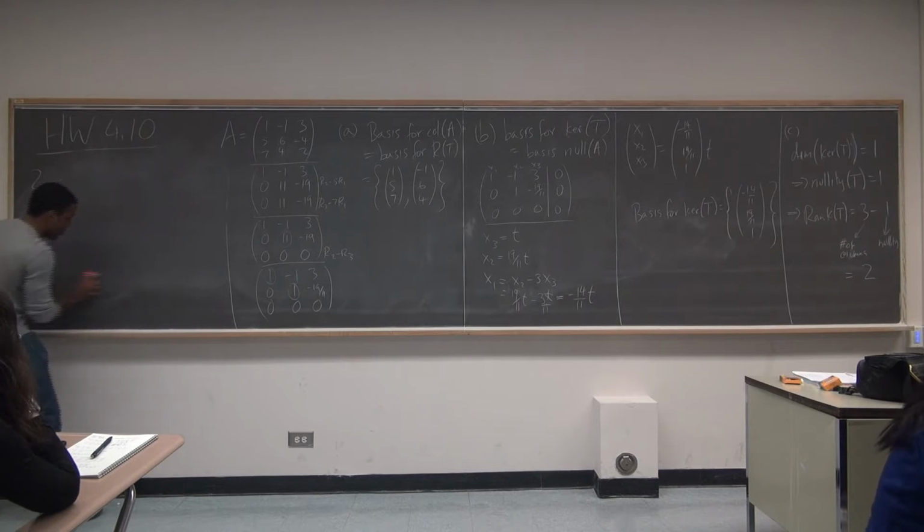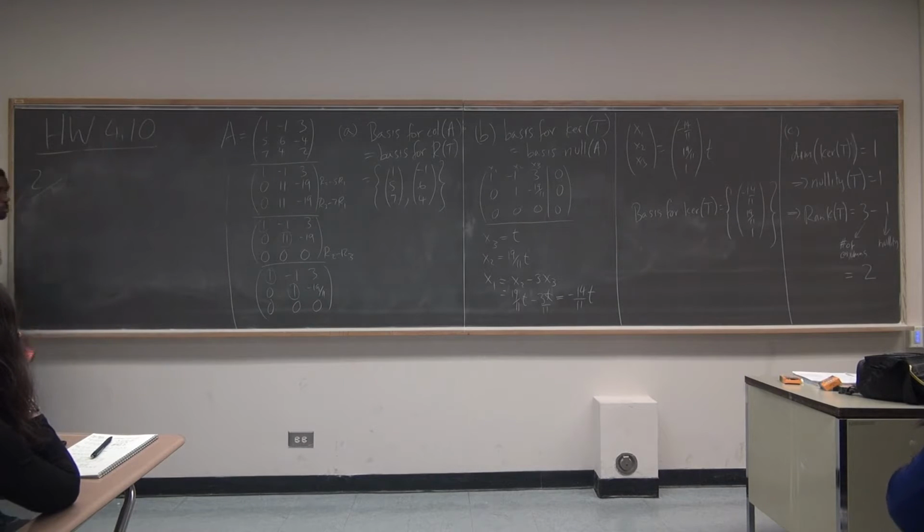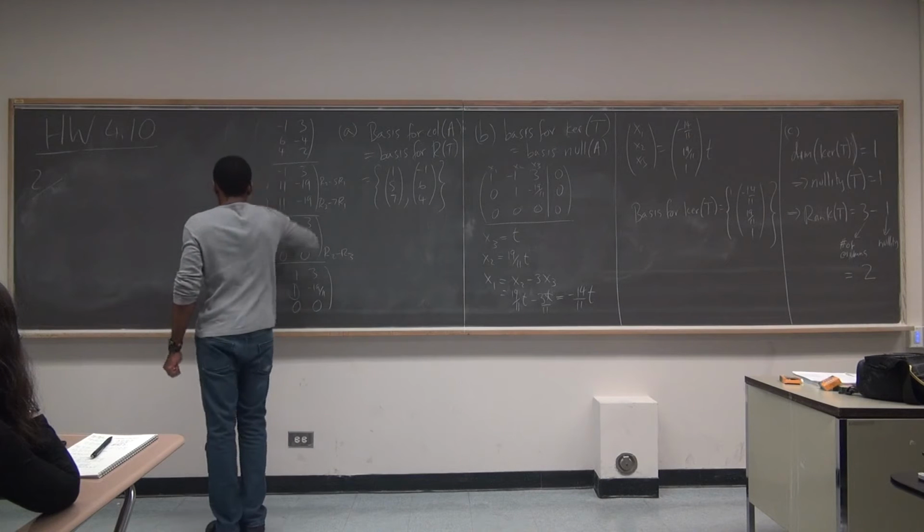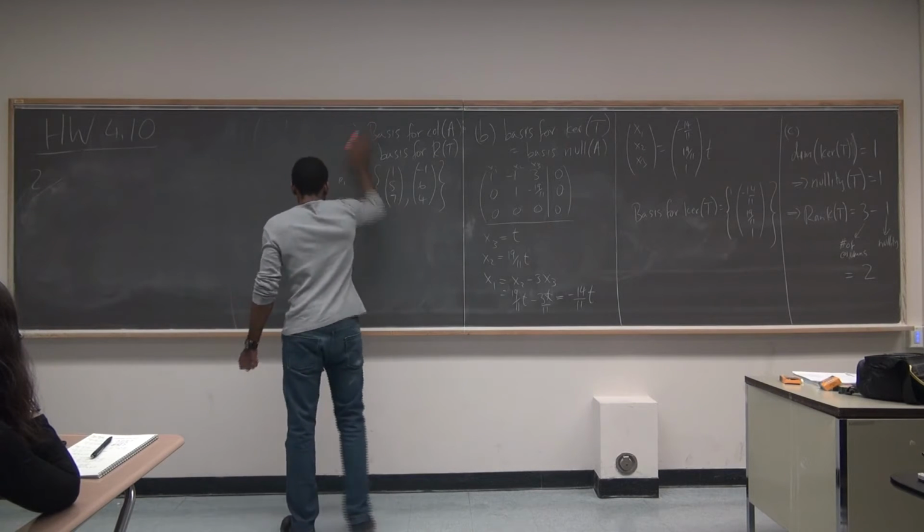Like the properties of your functions, you can get it directly from the properties of your matrix. That's something nice about linear transformations. You know about the matrix, you know about the function.